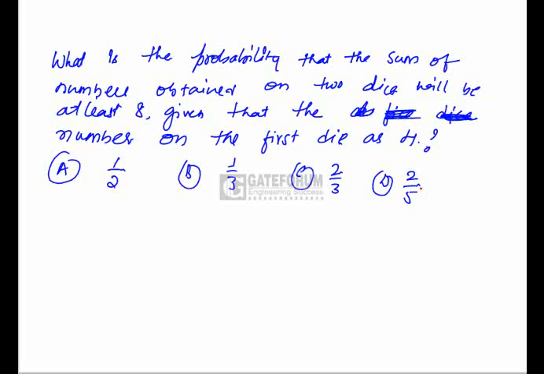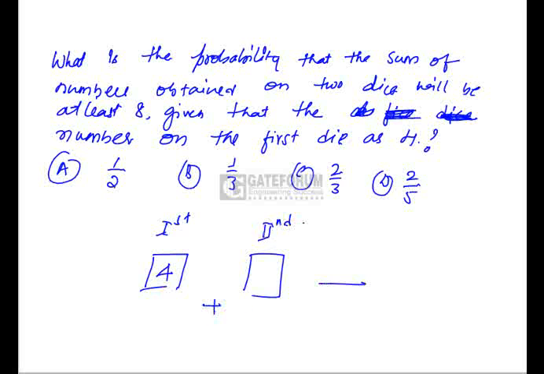Now here, what is the probability that the sum of the numbers obtained on the dice will be at least 8, given that the number on the first die is 4? So 2 dice are rolled, whereas on the first die 4 is fixed. Now, what is he asking is the sum of the numbers on the dice must be at least 8. So at least 8 is nothing but greater than or equal to 8.